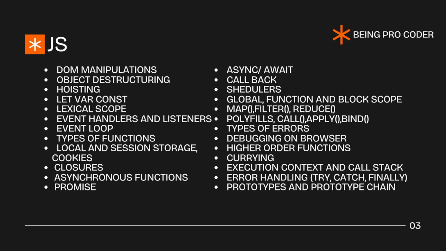Next, with closures, we can learn functions that retain access to their outer scope. Asynchronous functions execute non-blocking tasks. In promises, an object represents a future value or a failure of an asynchronous operation. We use promises. Async and await, syntax for handling asynchronous code. Next, callback. A callback function is passed as an argument to be executed later.